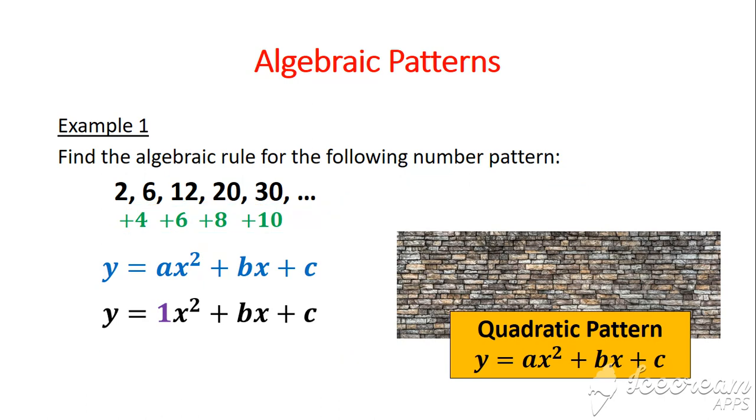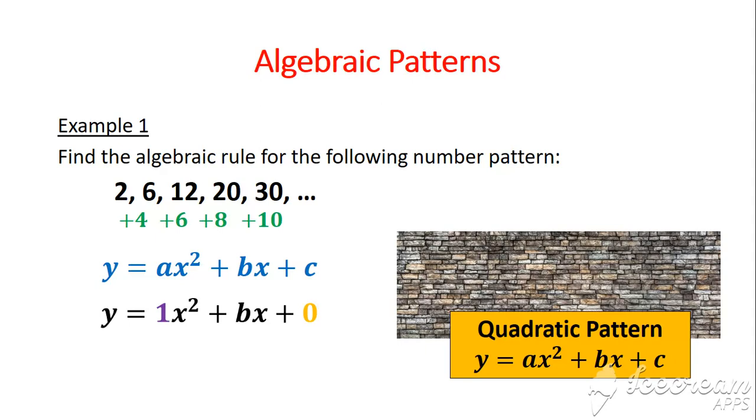Right, let's move on. The next thing to do is actually work out c. Like the linear pattern, c is the number at the beginning of the pattern, the 0th number. In this example, the 0th number would actually be 0. Because if we go backwards, 30 minus 10 is 20, minus 8 is 12, minus 6 is 6, minus 4 is 2, minus 2 takes us back to 0. So in this example, c happens to be 0.